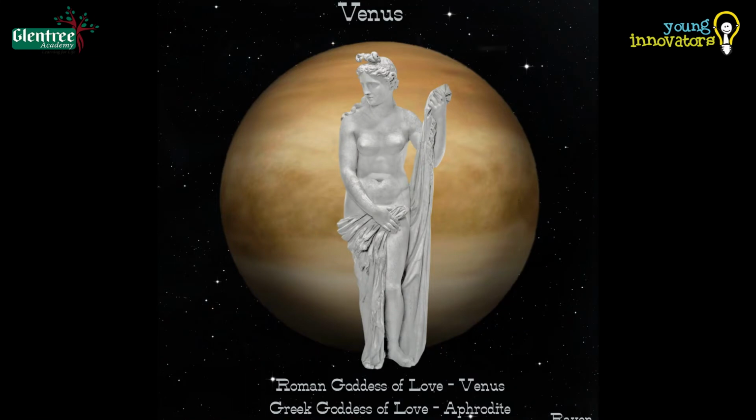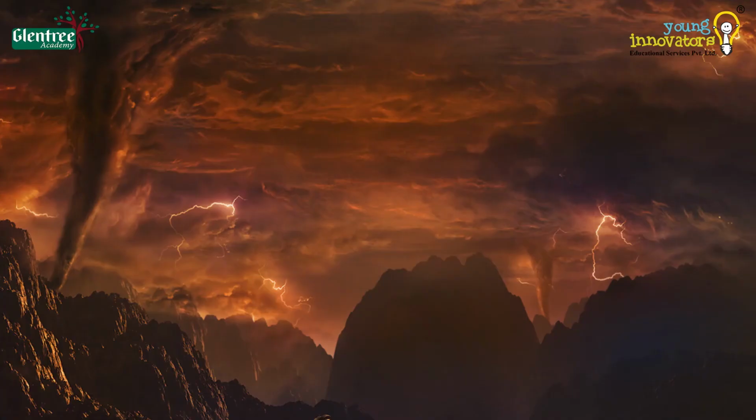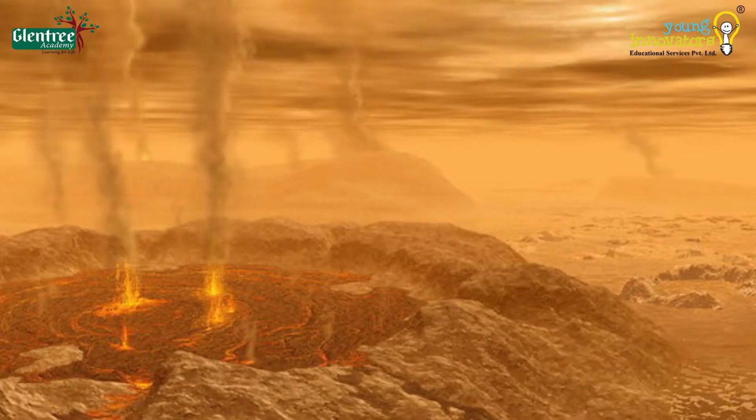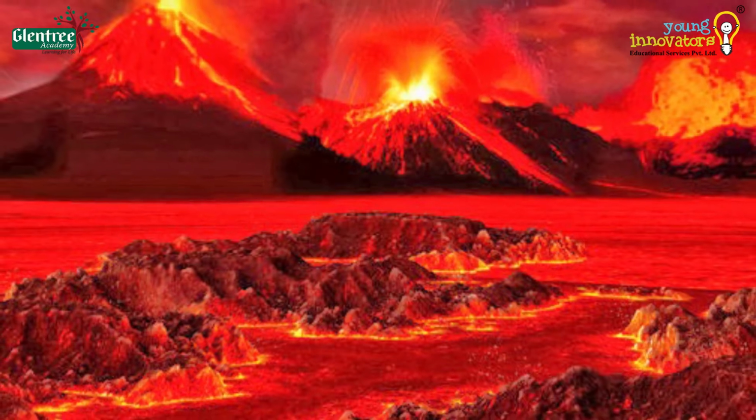It is the only planet named after a goddess known for love and beauty, because it was seen as the brightest shining planet among all the others in the sky. Venus has mountains, valleys, and tens of thousands of volcanoes. It is known to have the highest volcanic activity in the solar system in the early days.